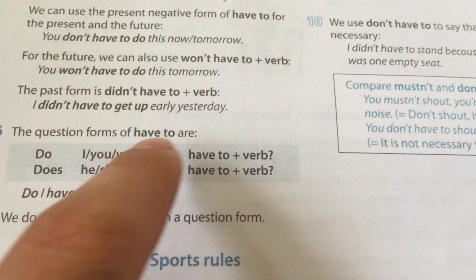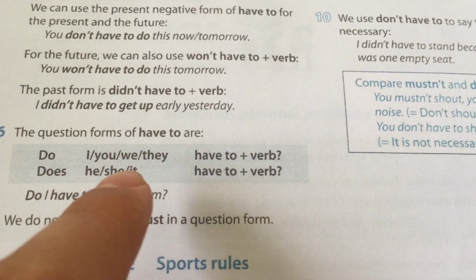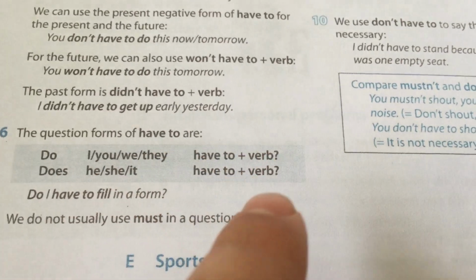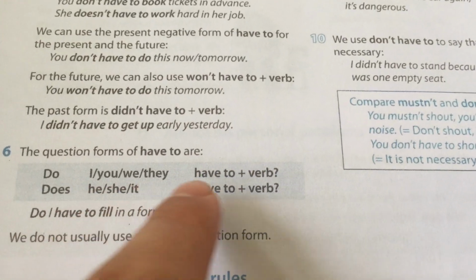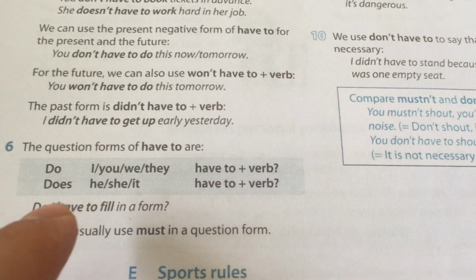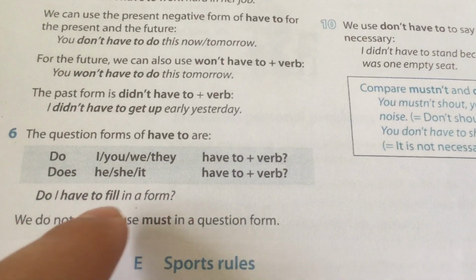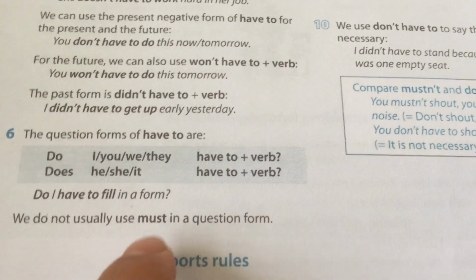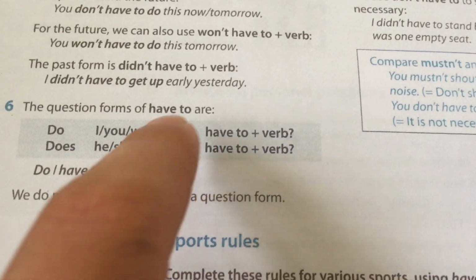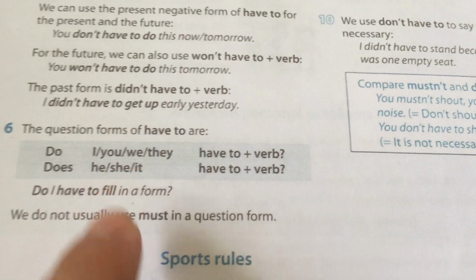The question forms of have to are do I, do you, do we, do they have to. So do you have to go? Do I have to go? Does he have to go? Does she have to go? Do I have to fill in a form? We do not usually use must in a question form. So for must, we also use have to. We also use this structure for questions.